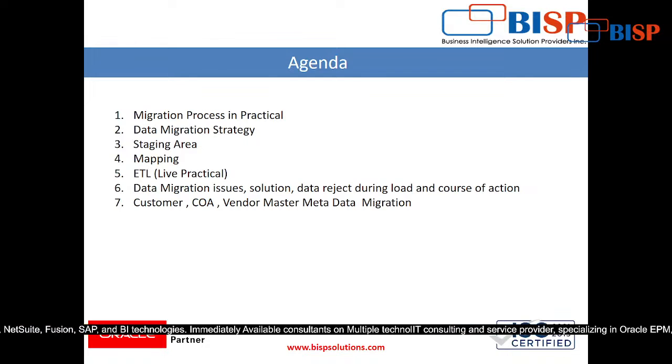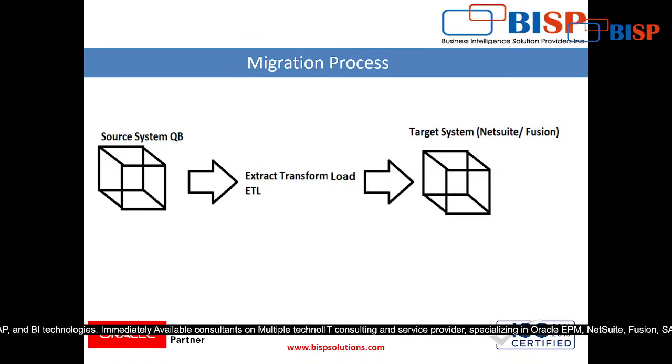So guys, let's start with the migration process in practical. The migration process begins with the source system, QB, source to target. Our basic target is to migrate the data from the source system, that is QB, to the target system, that is NetSuite. Whatever we do between these two points is called the ETL process, that is extract, transform and load.